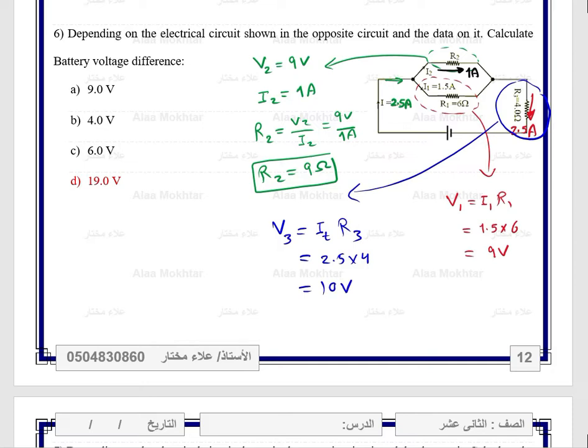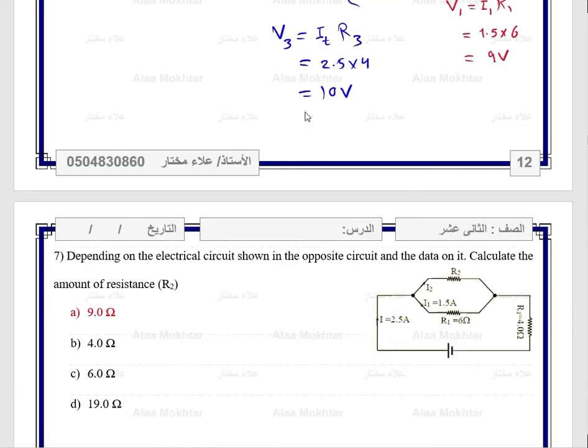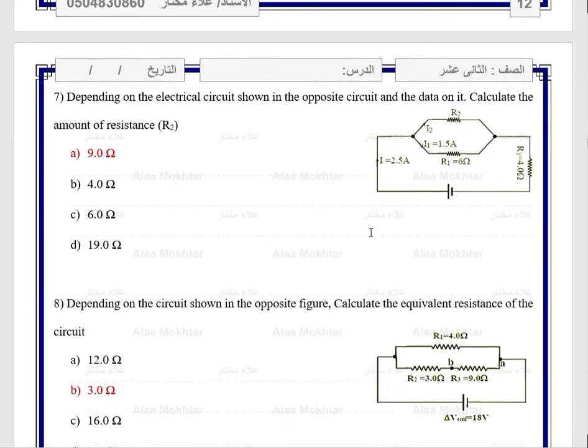Now, what about the EMF? Can we calculate it or not? I think we can. How can we calculate it? Between points A and B, the voltage is 9 volts. Is it correct? Yes, it's correct. And the voltage across this resistance, which we just calculated, is 10 volts. So the EMF will be 9 plus 10, which is 19 volts. The answer will be 19 volts. Now we calculated R2, we calculated the EMF, we calculated everything in this circuit. He asked about the resistance R2, and I calculated it.